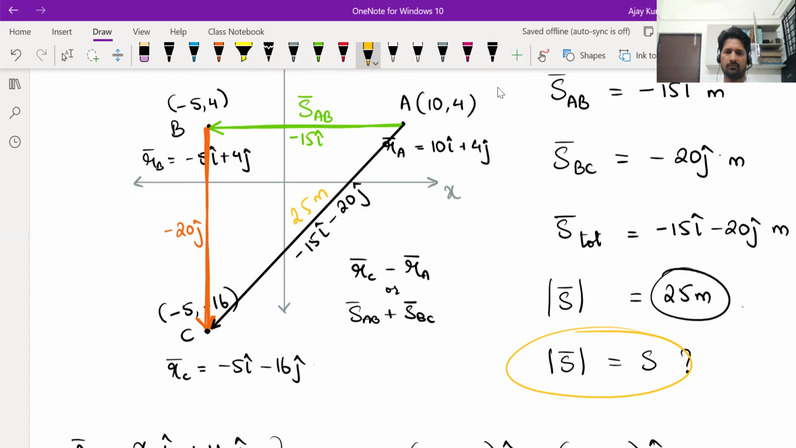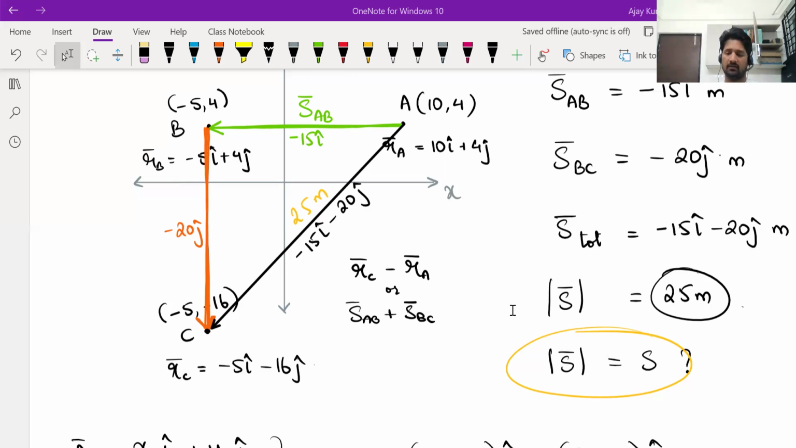No, sir. Why not? Sir, because the object is not traveling in one direction. Correct. Correct. The object has changed its direction. If an object ever changes direction, distance will not be equal to magnitude of displacement.